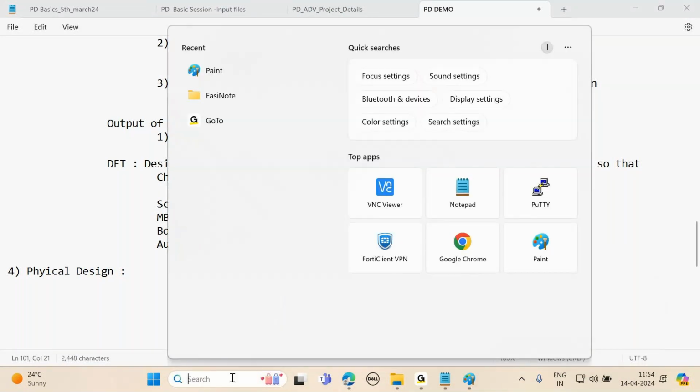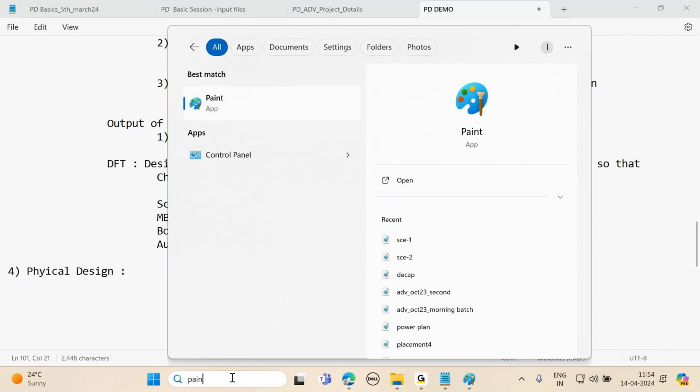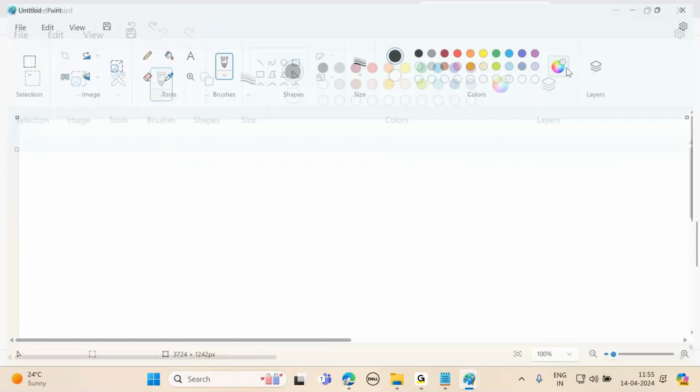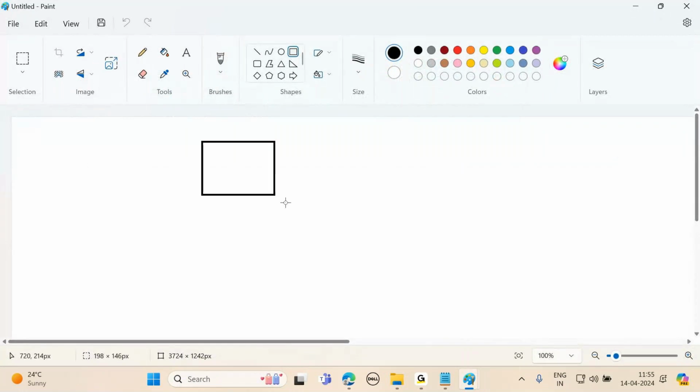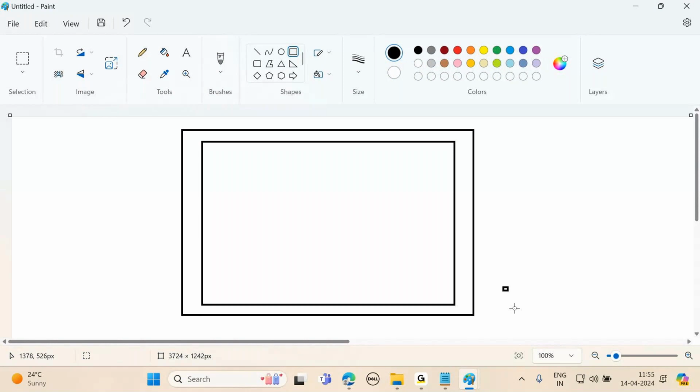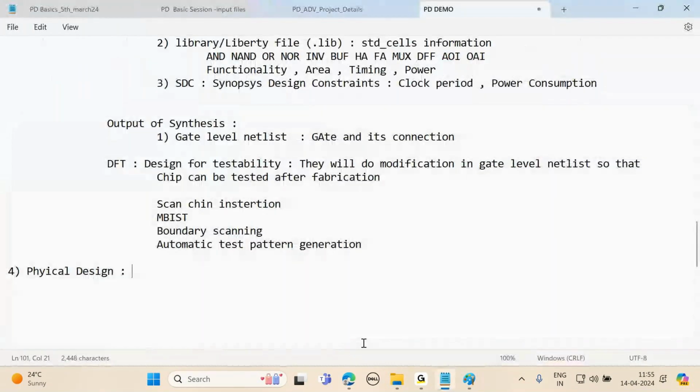The role of physical design engineers is, so I have the netlist. Based on the netlist, I have to create what? Core area and die area. So the first step in physical design is floor planning.